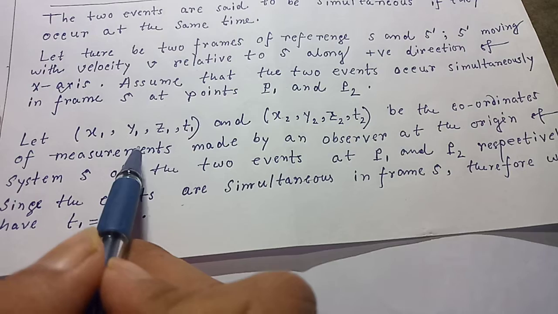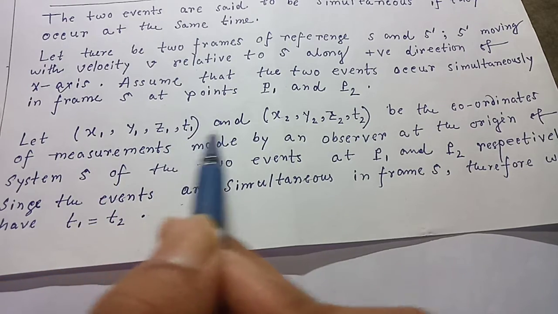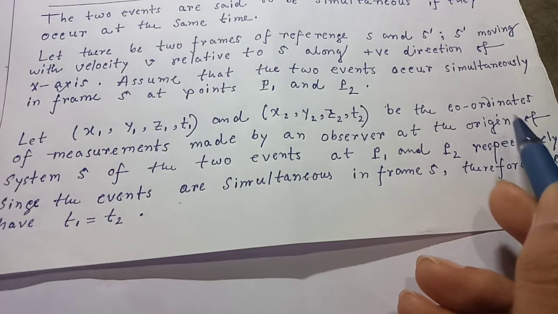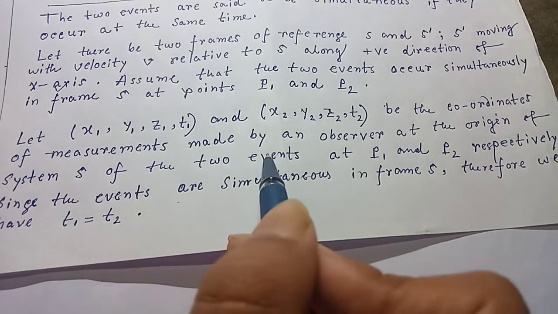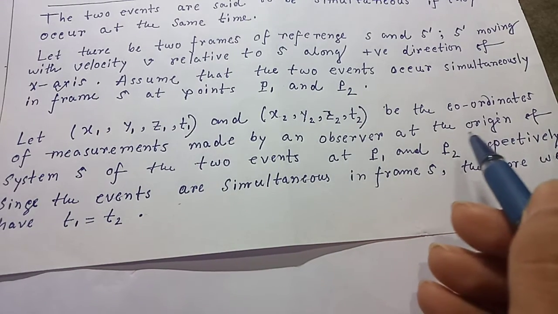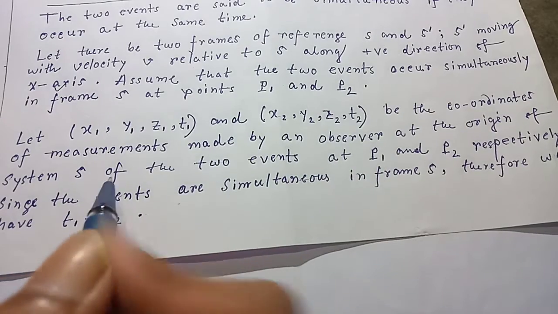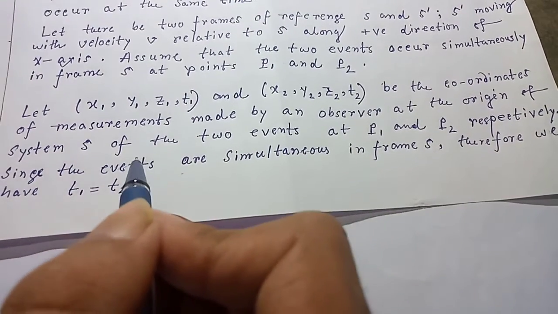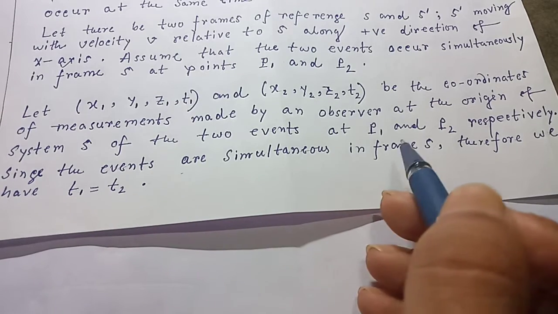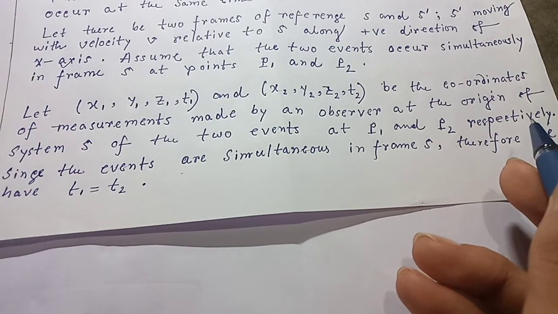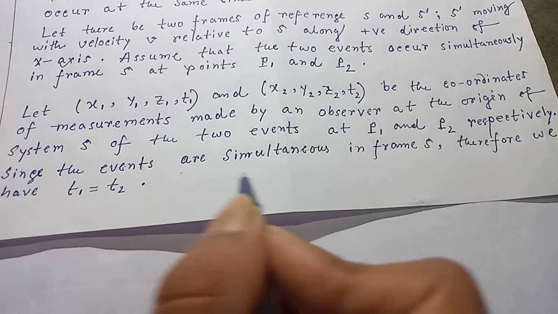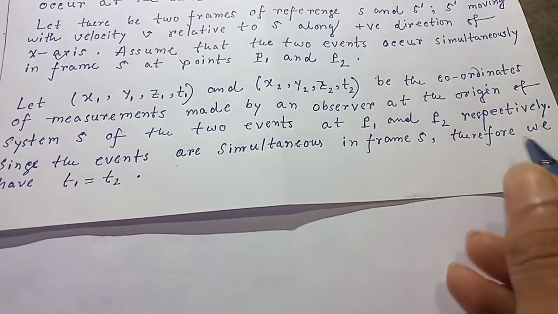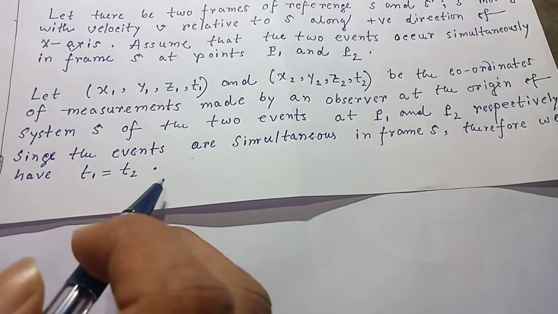Let x1, y1, z1, t1 and x2, y2, z2, t2 be the coordinates of the two events at P1 and P2 respectively, as measured by an observer at the origin of system S. Since the events are simultaneous in frame S, we have t1 equal to t2.